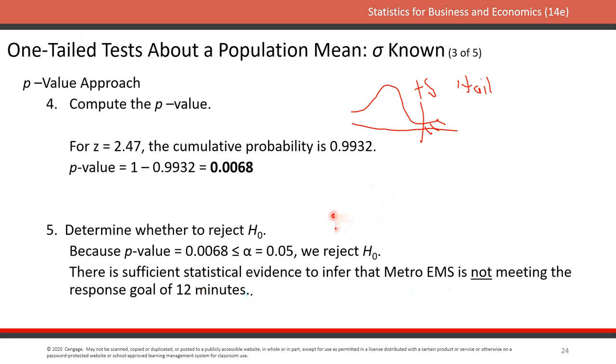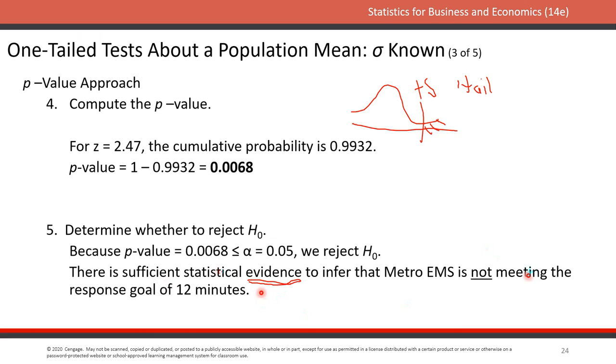And I like this explanation. Why do I like this explanation? I like this explanation because we talk about evidence. So again, we didn't prove that they're not meeting the goal. This isn't a conclusion that they are definitely not meeting the goal. We're saying that we have evidence to believe statistically that they're not meeting the goal.